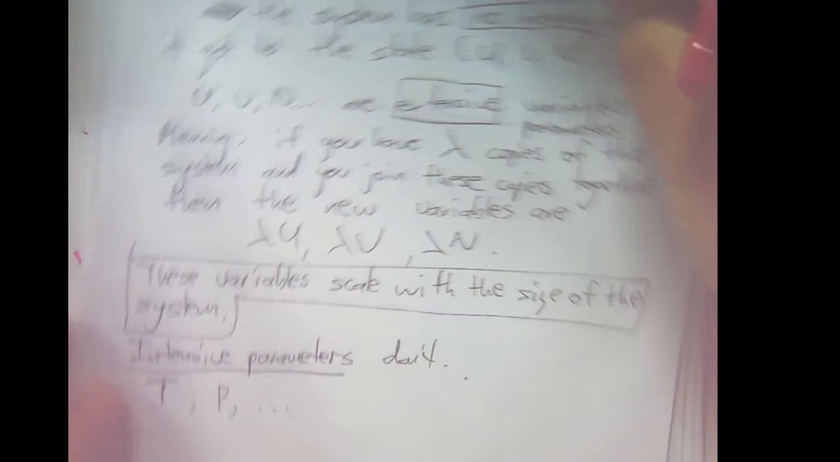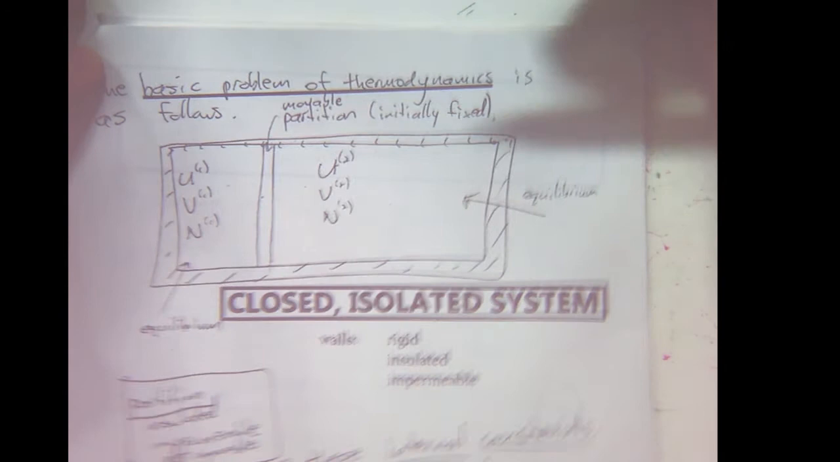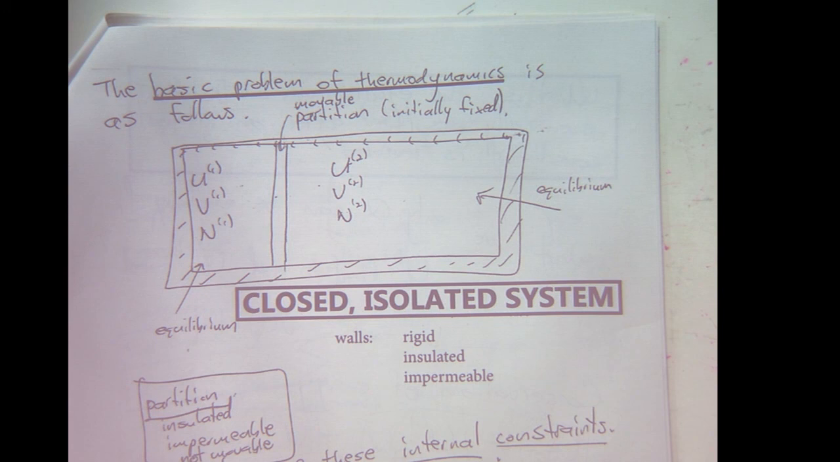Right. Okay. So another way of saying it is that extensive variables scale with the size of the system. The basic problem of thermodynamics is the following. Basically, in essence, every problem in thermodynamics is this. All the applications and all the other functions that you've heard of, like Helmholtz free energy or Gibbs free energy, are just derived from this. This is the basic problem.